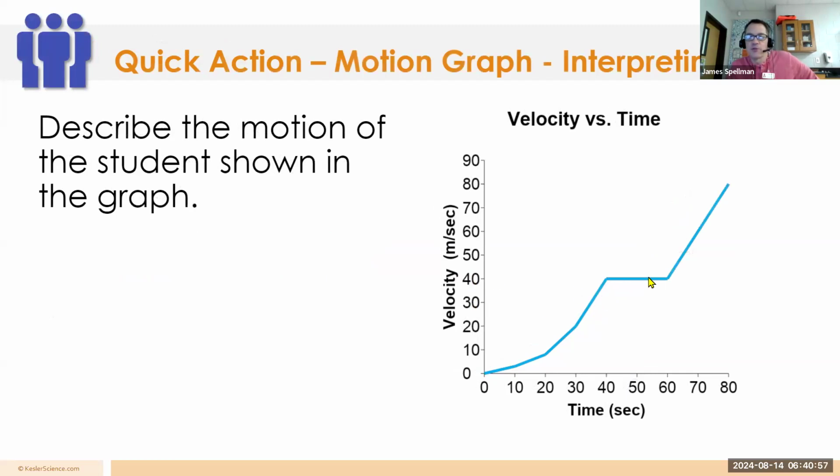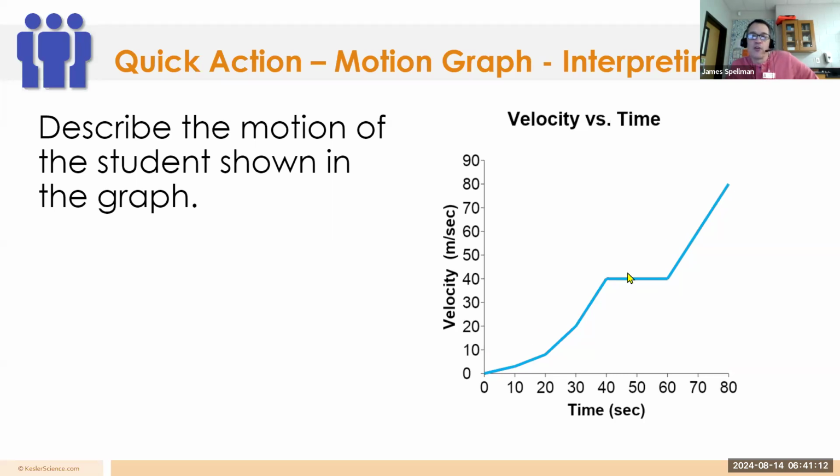Now, it comes to a flat part. This doesn't mean it stops. This means that its velocity is 40 meters per second during this time. So it's at a constant speed. And then at 60 seconds, its speed goes up, which again means it accelerates.